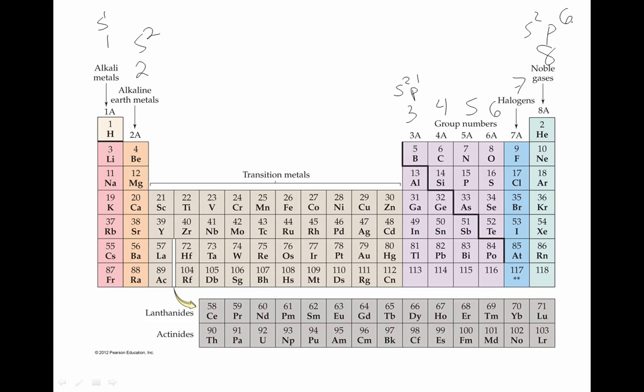You need to be able to know without a doubt that elements in group 1A always form what charge? +1. 2A, what do they form? +2. Get a periodic table. Write these things down. Okay? 3A, what do they form? +3. 4A, they're not really involved in, neither is 4 or 5A. They're not really involved in ionic bonding formation. And 6A, -2. 7A, -1. 8A, nope, they're content and happy.